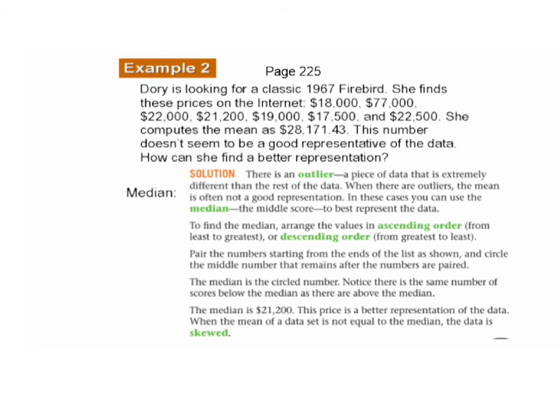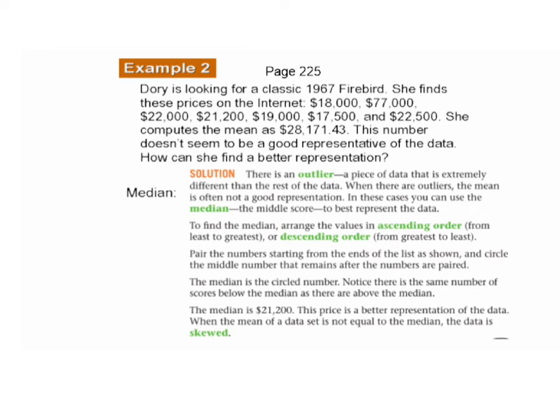Here's example 2, and it also has quite a bit of definitions for us to absorb. It's on page 225. It says, Dory is looking for a classic 1967 Firebird. She finds these prices on the internet: $18,000, $77,000, $22,000, $21,200, $19,000, $17,500, and $22,500. She computes the mean, or the average, as $28,171.43. This number doesn't seem to be a good representative of the data. How can she find a better representation?